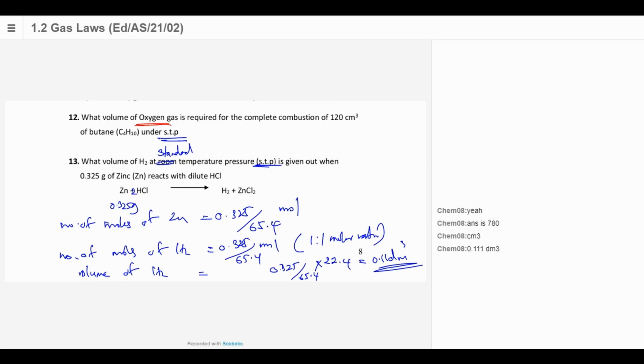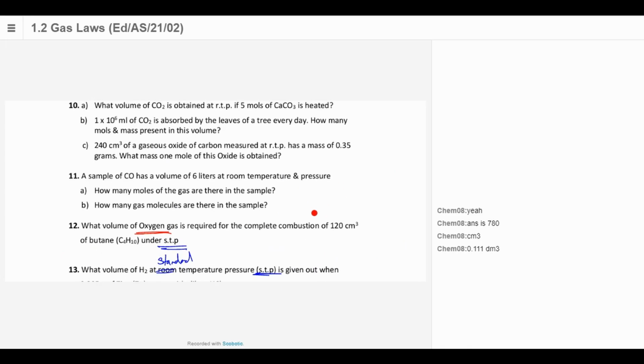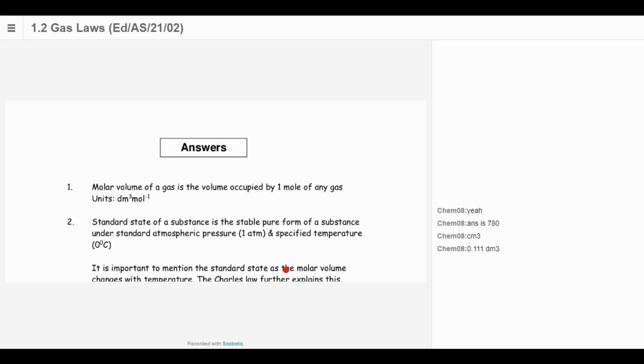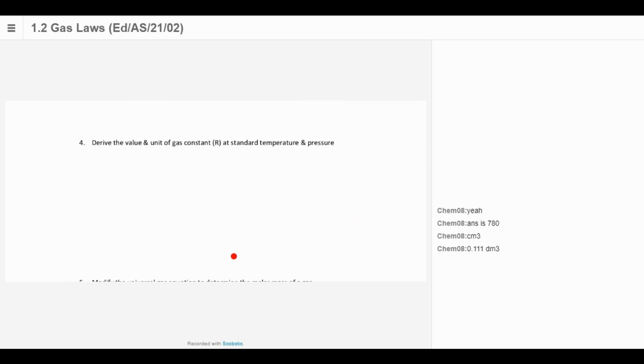Any other questions which are difficult before I start the gas laws? Because we left many questions in the last lesson, the concept of moles and molar volume. I did the important questions, and the similar ones I left for you all to practice at home. So I hope that you have tried all the questions, right? If not, we'll start the gas laws.